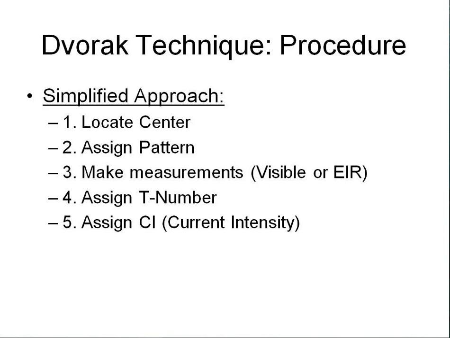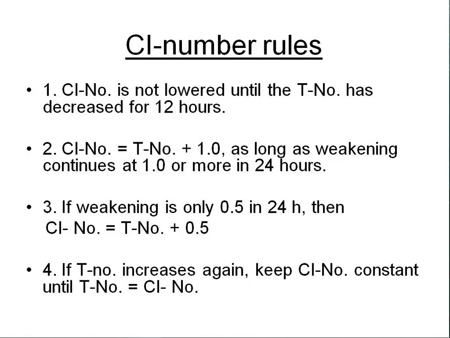So this is a quick review of what we've covered so far in this training. With the simplified approach of the Dvorak technique, we've covered steps 1 through 4 on this diagram. We're now going to talk briefly about assigning the CI number as indicated here as step number 5. An important aspect of the Dvorak technique is that the CI number, or current intensity number, is assigned differently for weakening tropical cyclones than for an intensifying or steady trend.